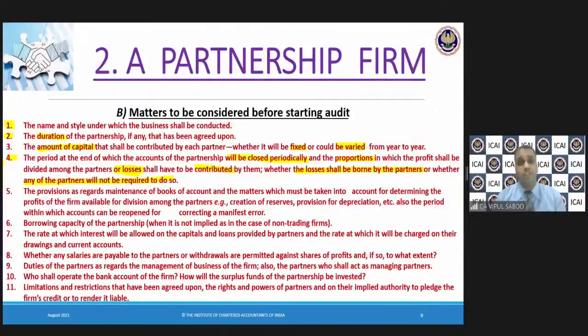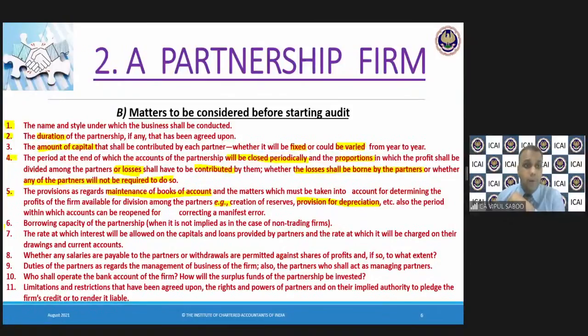You will have to read the entire partnership deed. You must read it before starting the audit. The provisions regarding the maintenance of books of account and the matters which must be taken into account for determining the profits of the firm available for division among the partners. For example, if they want some reserves to be created, or they want a provision for depreciation account to be maintained. Also, the period within which accounts can be reopened for correcting a manifest error. This is all there in the partnership deed. Normally a partnership deed is really simple, but these points you could find in a complex deed as well.